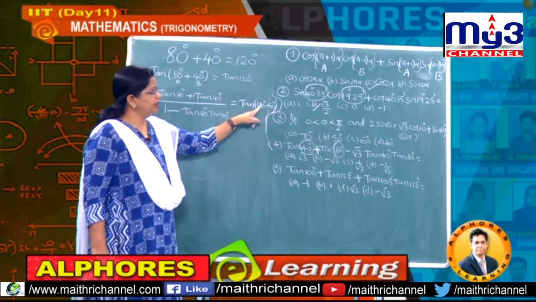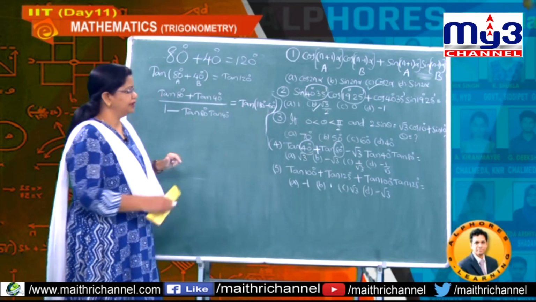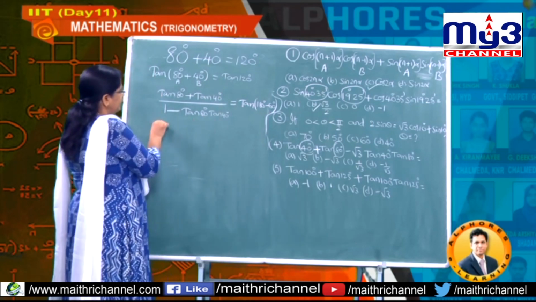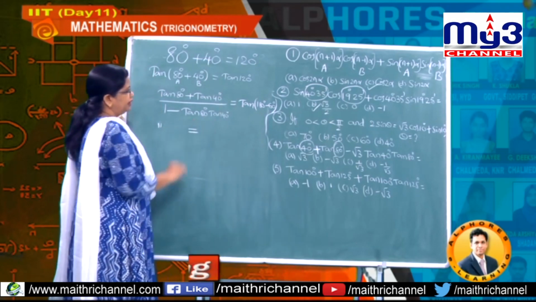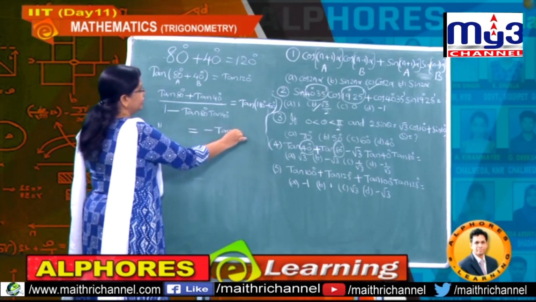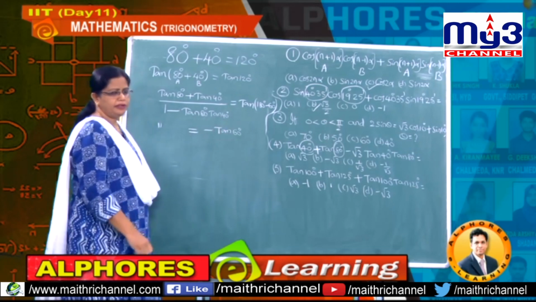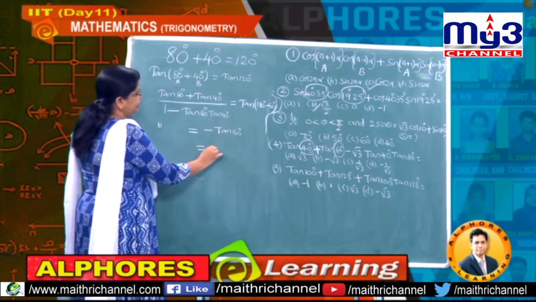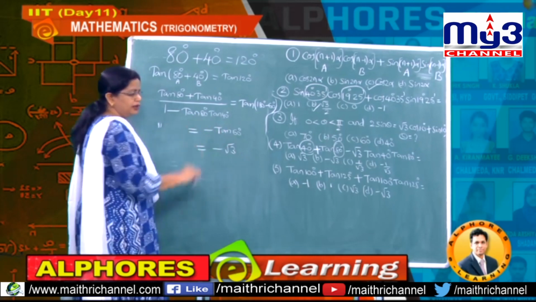What is tan 180 minus theta? Minus tan theta. So the left hand side I am writing as it is, the right hand side how much did you get? Minus tan 60 degrees, second quadrant, and therefore you got this value. And what is this value here? Minus root 3, got it.